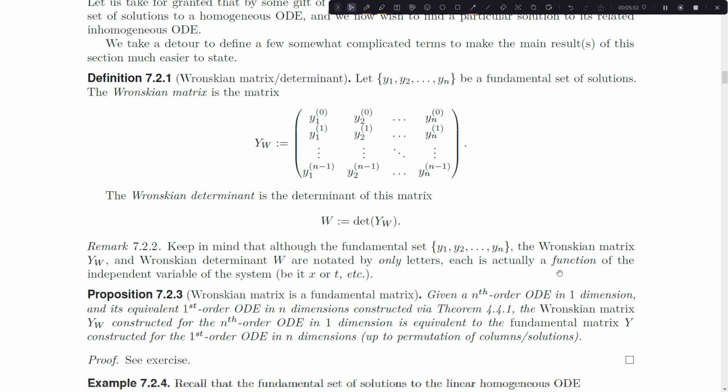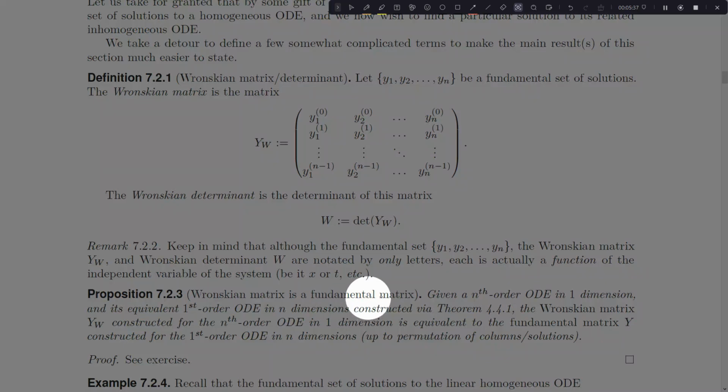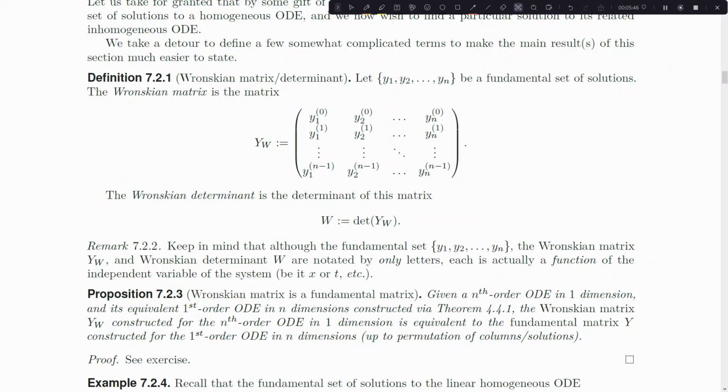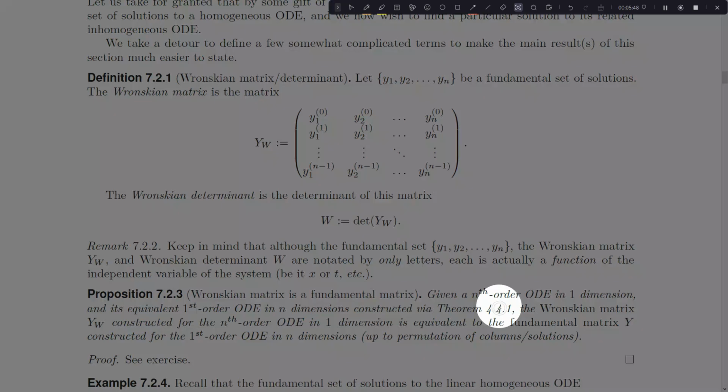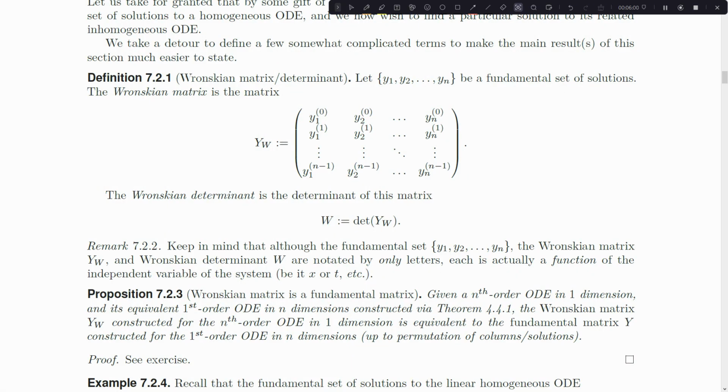It's that the Wronskian matrix is a fundamental matrix. So if we jump back a chapter to chapter 6, we really cared about these fundamental matrices for the systems. And it turns out that this Wronskian matrix that we've just produced is a fundamental matrix for the system that would be produced had we used theorem 4.4.1 on our original nth order ODE in one dimension.